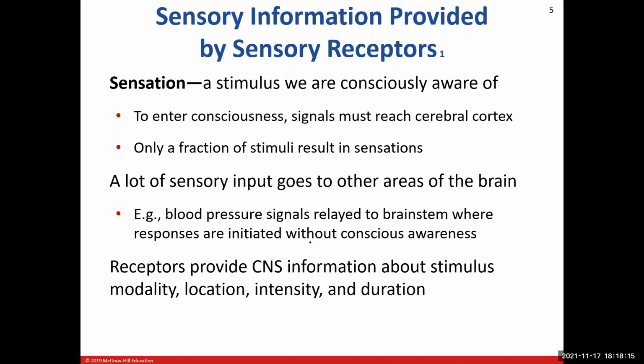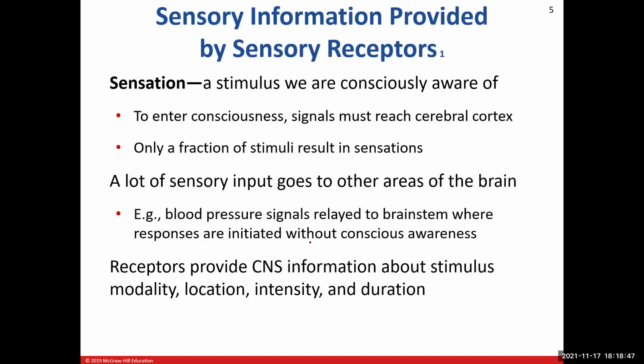Olfaction, smell, does not go to the thalamus. That's the only one that does not go to the thalamus. But this applies to everything else. So touch and taste and sight and sound, all of that sensory input will go to the thalamus. From the thalamus, the neuron will travel to the appropriate location in the cerebral cortex. Once it gets to the cerebral cortex, that's when you become aware of whatever the stimulus is.